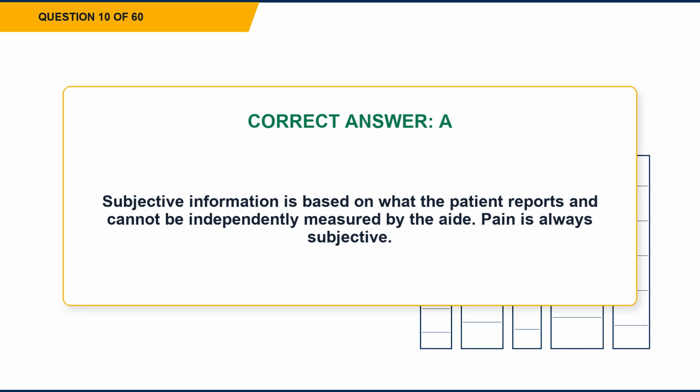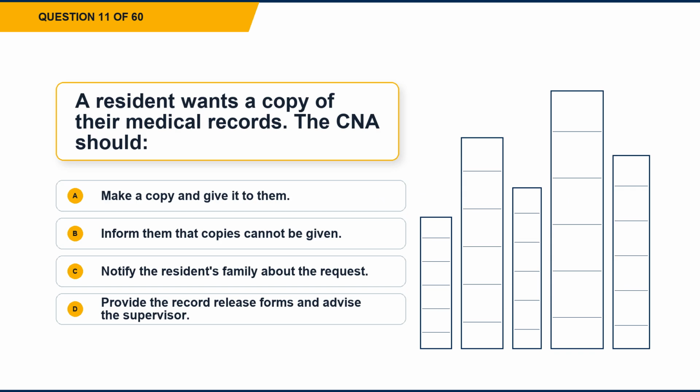Explanation: subjective information is based on what the patient reports and cannot be independently measured by the aide. Pain is always subjective. Question 11. A resident wants a copy of their medical records. The CNA should: Option A, make a copy and give it to them.